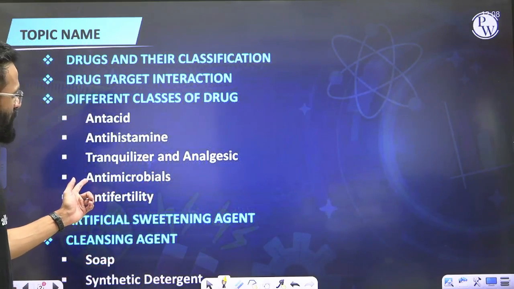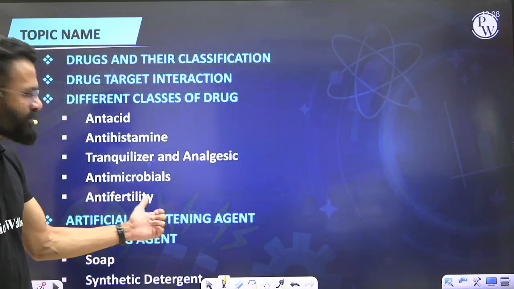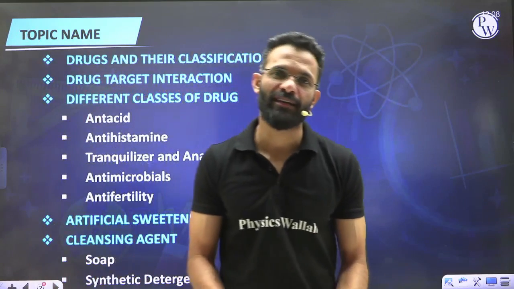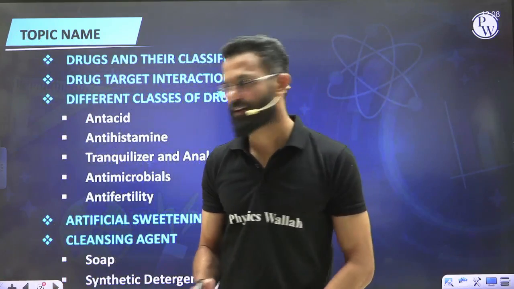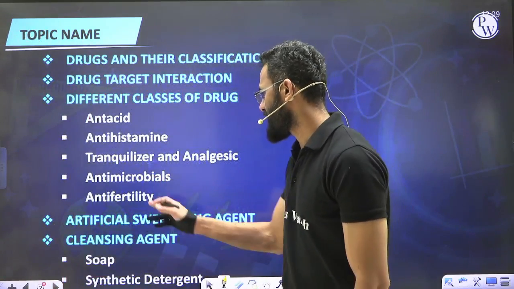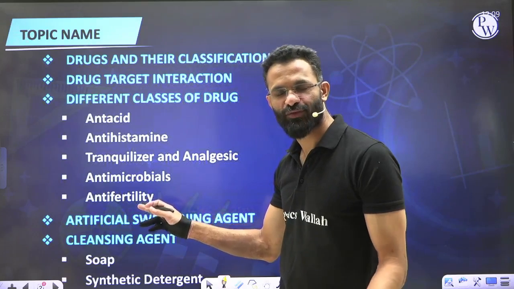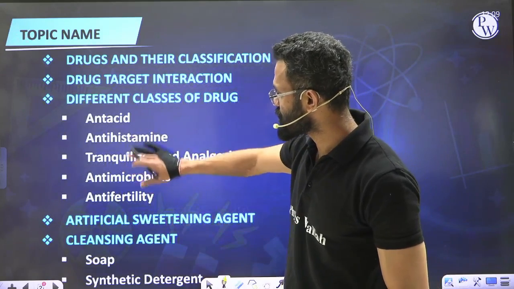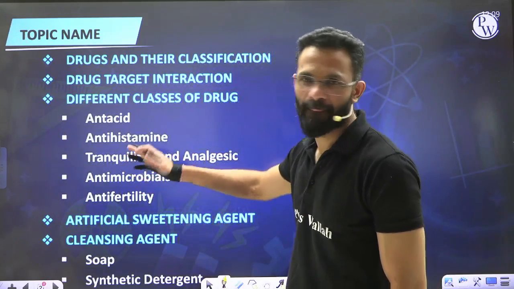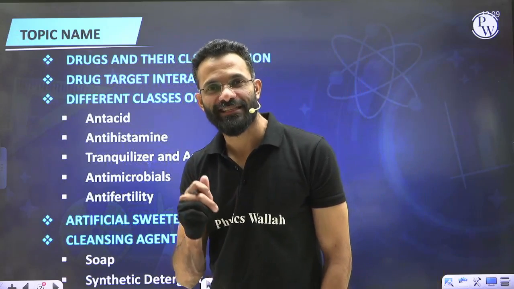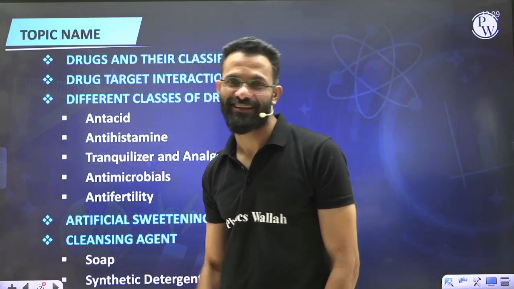Then we'll be talking about antimicrobials. Antimicrobials are basically nothing but antibiotics, antiseptics, and disinfectants. So all those three categories will be coming under antimicrobials. And then eventually, birth control pills are what you call antifertility drugs. So guys, these are the different classes of drugs that we will be coming across. And like I said, the only task for you guys would be to remember the examples of these different classes.